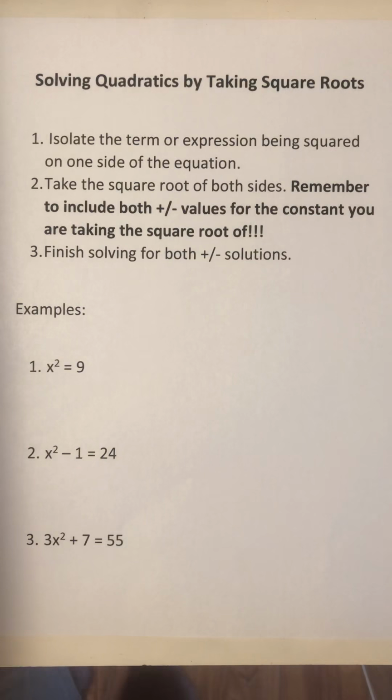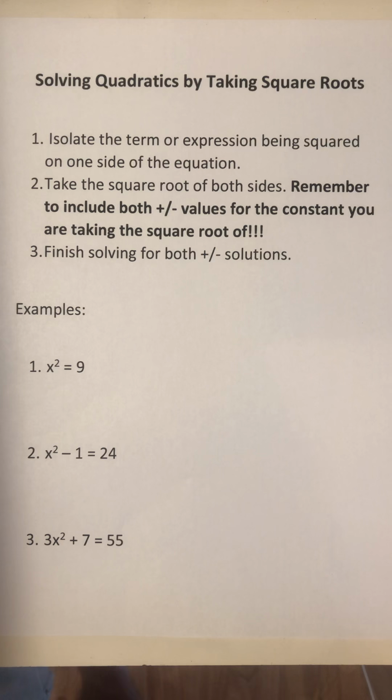All right, we're going to look at some examples now of solving quadratics by taking square roots, and I'm going to walk you through the steps here. The first thing you're going to want to do is isolate the term or expression being squared on one side of the equation. Right now, we're going to start out with just the variable being squared, but in a minute we'll get to some parenthetical expressions that are being squared, and that's what we'll isolate, and that will make more sense here in a minute when we see an example.